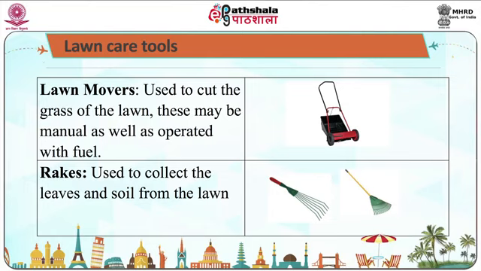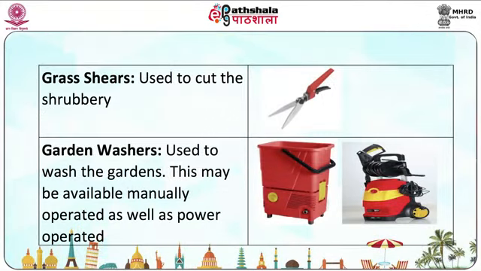Then comes rakes. As you know, we are discussing the lawn care tools. Rakes are used to collect the leaves and soil from the lawn. Then comes grass shears. These are used to cut shrubbery. Grass shears can be well understood by this picture also.